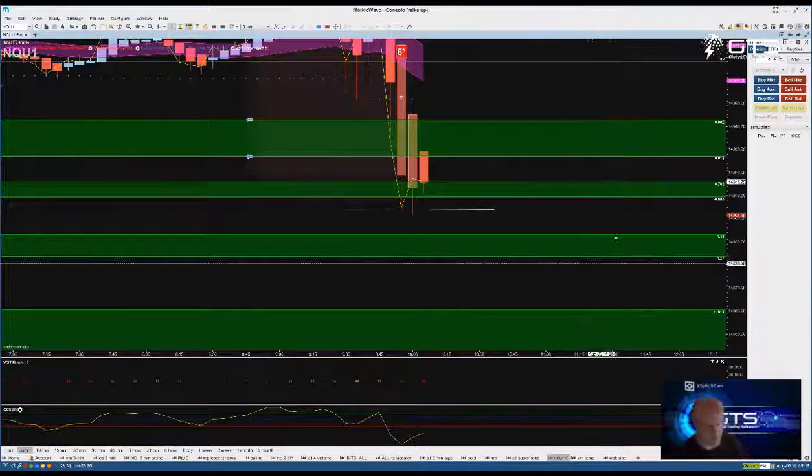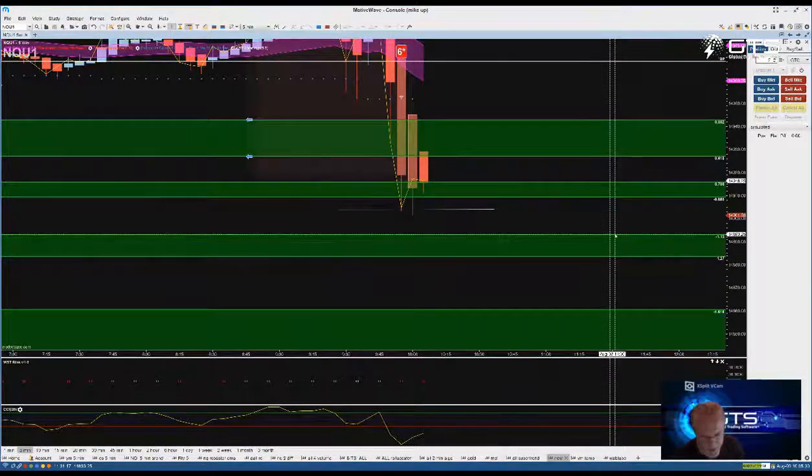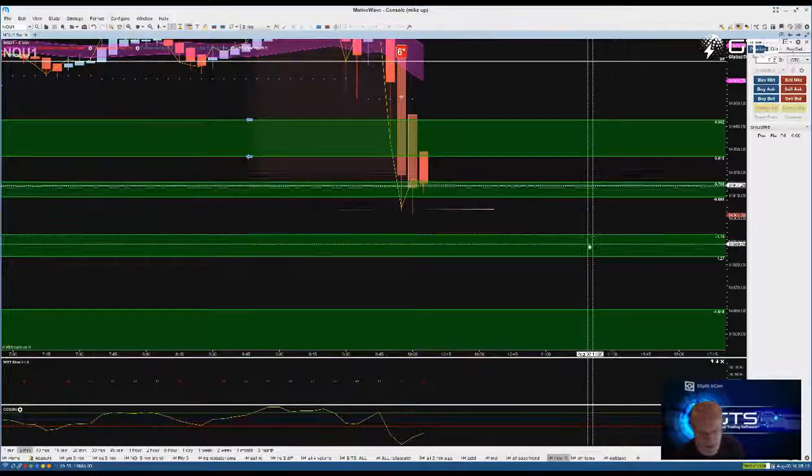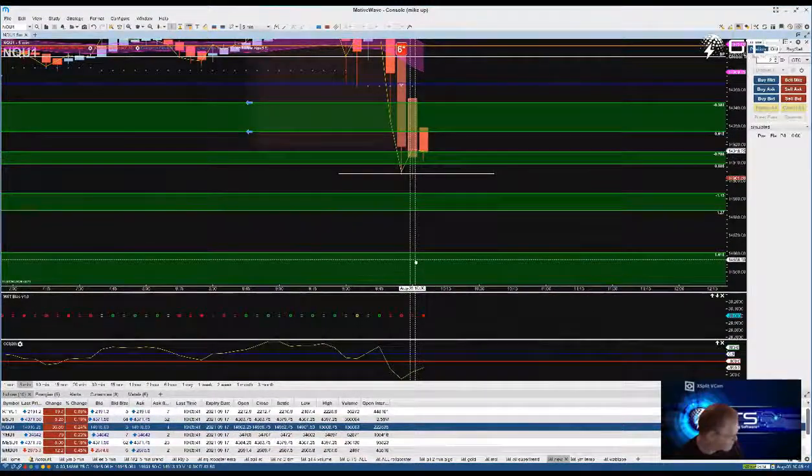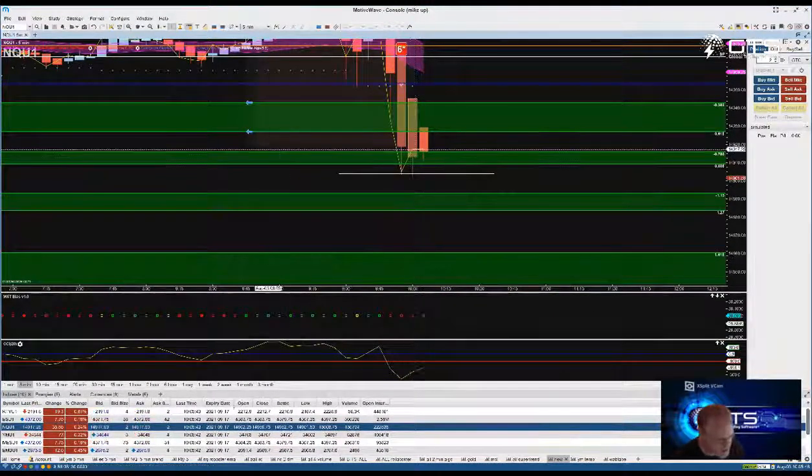Okay, so this one pretty much didn't do what I expected it to do this morning. Took a loss. No biggie. So we're going to come off of this one. I'm kind of done with the NQ this morning.